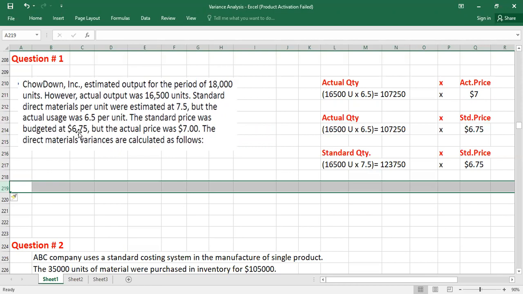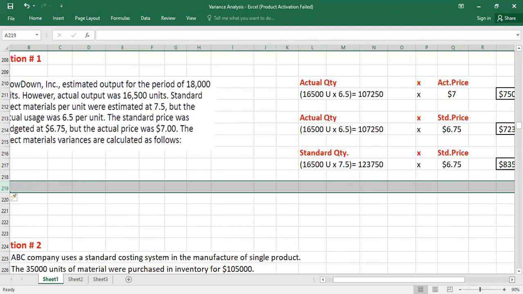This is the standard price, but the actual price was 7. You can see there is a difference between standard and actual price. Of course, it will result in the price variance also. So the direct material variances are calculated as follows. So how can we calculate now, guys?